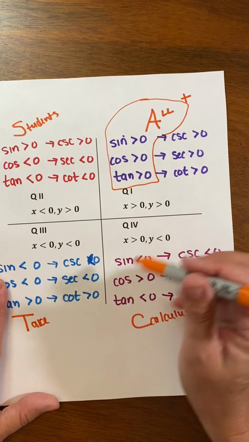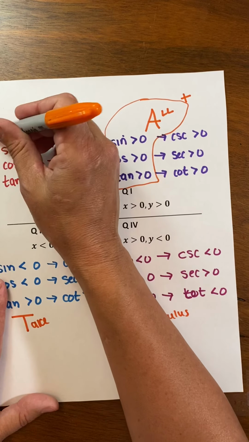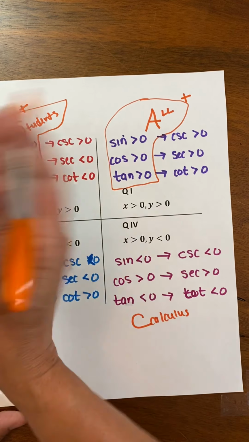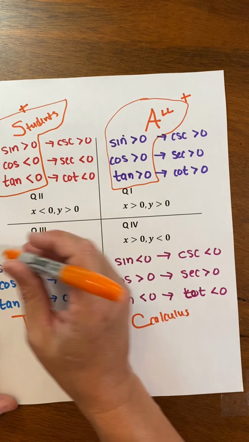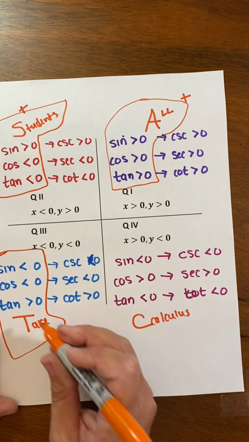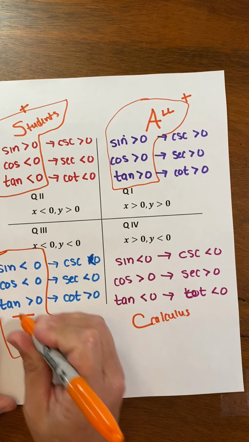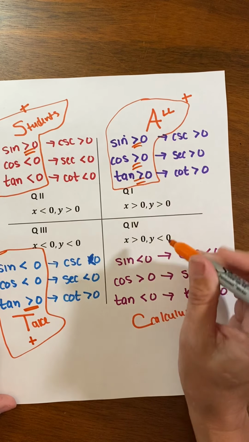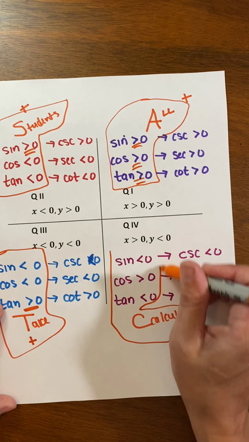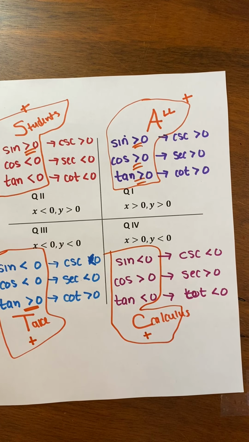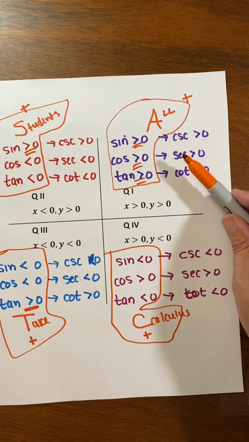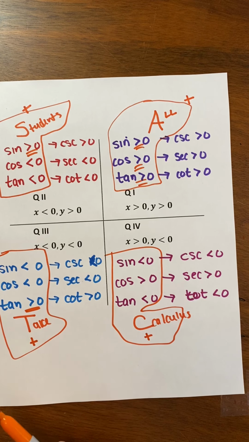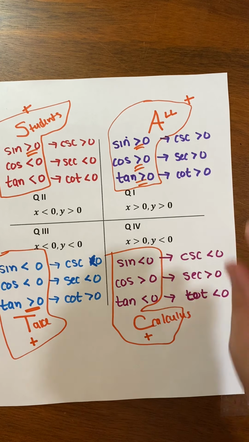So if we go around counterclockwise, A, S, T, C, just the sine is positive in the second quadrant, and then the other 3 follow. In the third quadrant, T for tangent, just the tangent is positive. All of them were positive in the first. And of the 3 major trig functions in the fourth quadrant, just the cosine is positive. So all 3 major trig functions are positive in the first quadrant, just the sine is positive in the second, just the tangent is positive in the third quadrant, and just the cosine is positive in the fourth quadrant.